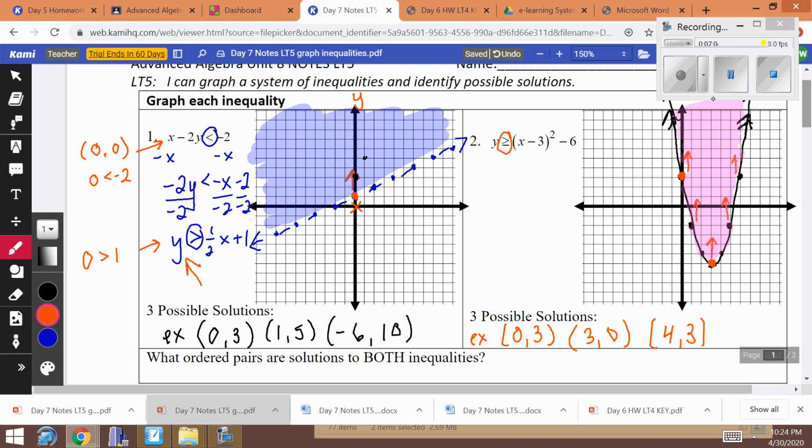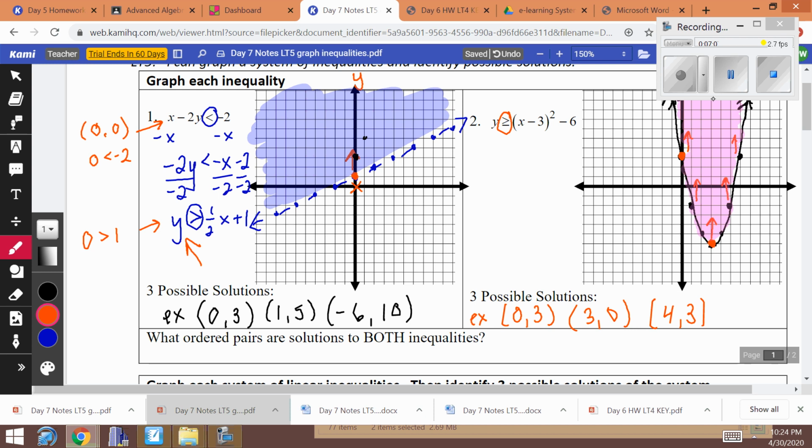Now, the idea behind a system is we want to know which ordered pairs work for both of them. If you graph them on two separate graphs like this, it's kind of hard to tell, right? So that's a little silly to use two separate graphs. Instead, usually what we do is we put them together. I wanted to do them separately to make sure we could graph an inequality parabola and also remember how to graph a linear inequality. But let's see if we can figure out which ones would be solutions to both. You'll notice I happen to pick 0, 3 for both of them. So 0, 3 is a solution that works in both.